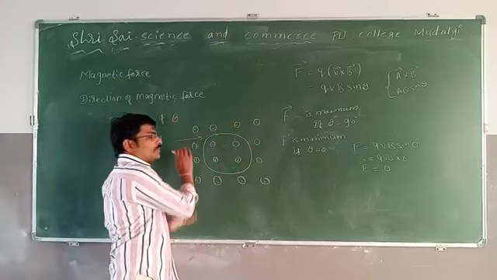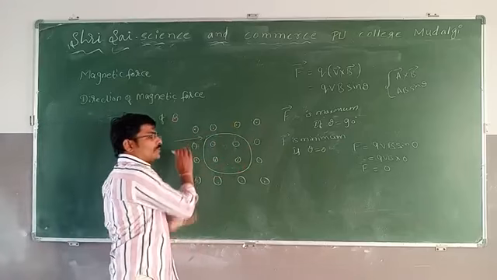Second one, if the charged particle is moving along the uniform magnetic field, then the charged particle moves in a straight line path, because F is 0.